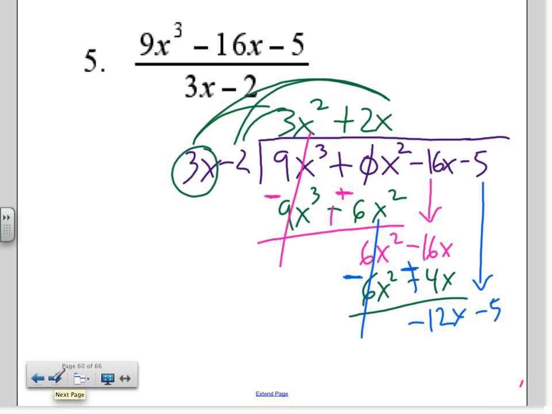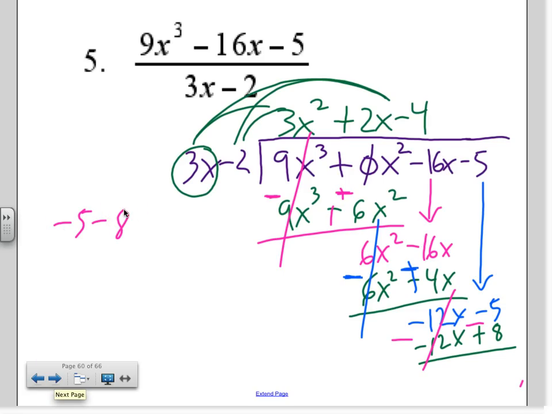3x times what is negative 12x? Negative 4. And there you have it. You distribute negative 4 to both terms, and you have negative 12x and positive 8. And here we can subtract. This is gone, of course. Now, what is negative 5 minus 8?